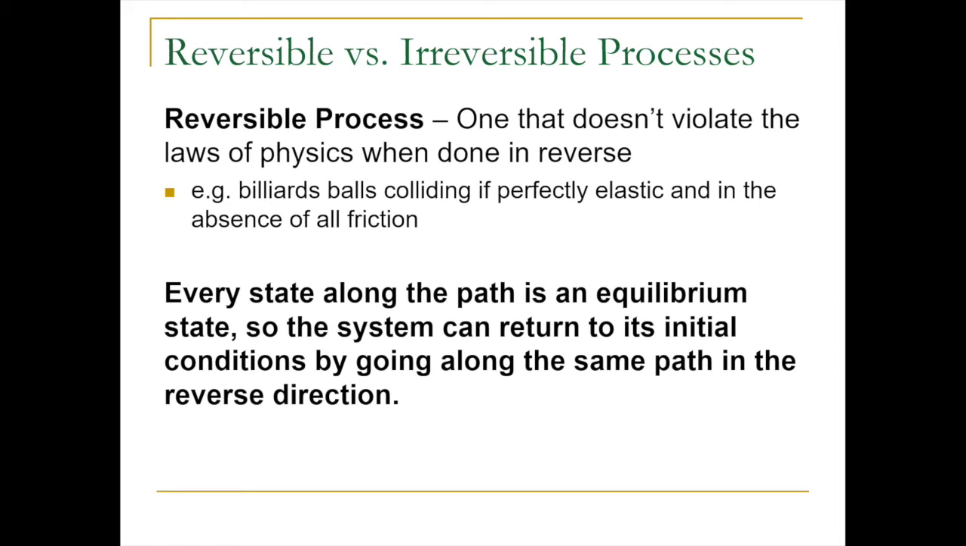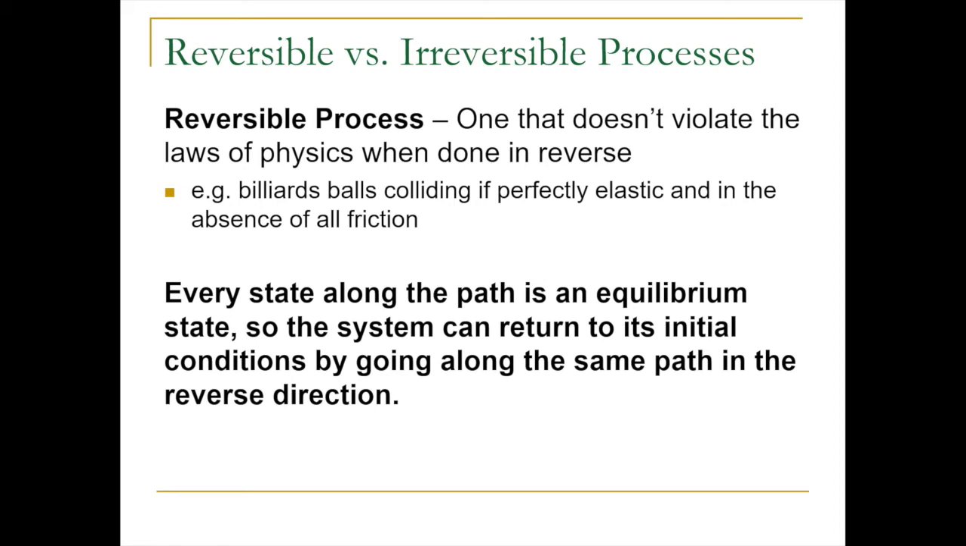So the reversible process means that something like billiard balls colliding is absolutely a reversible process, in that if it's perfectly elastic and there's no friction present, then we wouldn't be able to tell forward or reverse what the direction of that operation was. Another way of stating it would be that in an equilibrium state, the system can return to its initial conditions on the same path in the reverse direction.